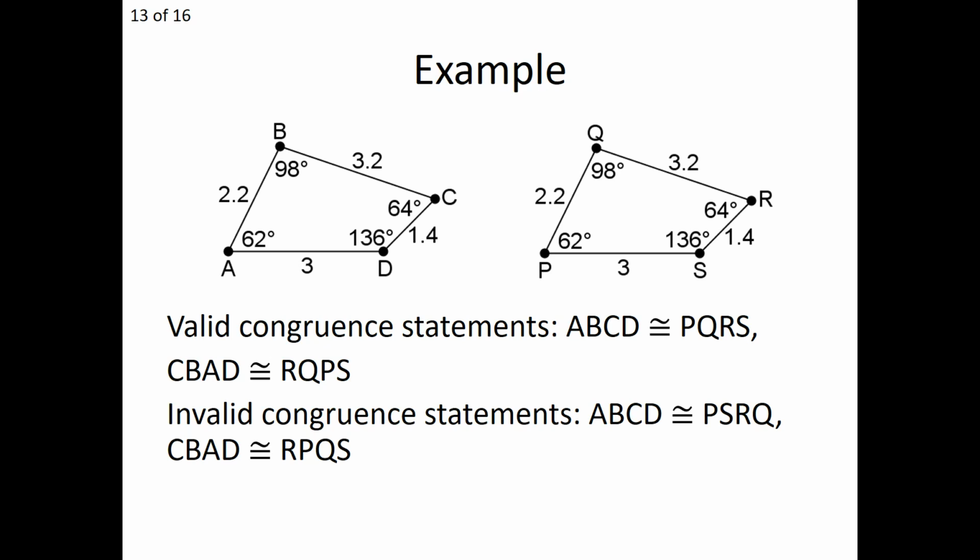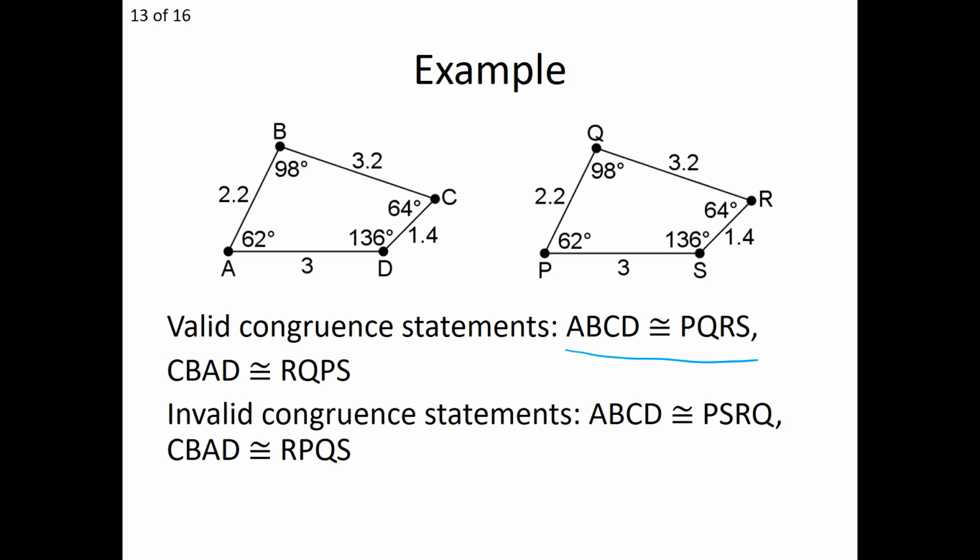So let's take a look. ABCD, PQRS. That is a valid name of our two congruent polygons here because A and P correspond, B and Q correspond, C and R, and D and S. Let's take a look at a second version. Remember, you have different variations of naming a polygon. So let's say I went CBAD. Well, I can respond then by naming my second polygon in the same corresponding fashion, RQPS.